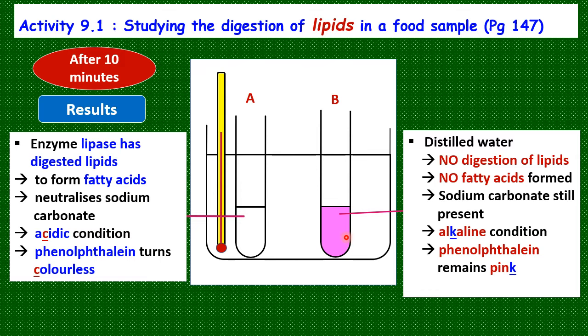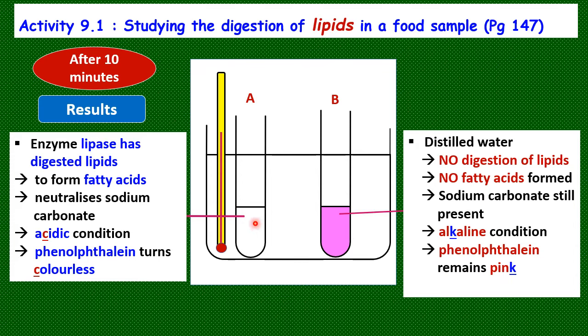Okay, so can you explain this result? Now, when distilled water is present here in place of lipase, there's no enzyme to digest the lipids, right? So there's no digestion of lipids and no fatty acids are formed. So the sodium carbonate that was present is still there, and it will create an alkaline condition because it's not neutralized at all by any fatty acids. So the phenolphthalein is in an alkaline condition, and it will remain pink. So there's no reaction here in test tube B.